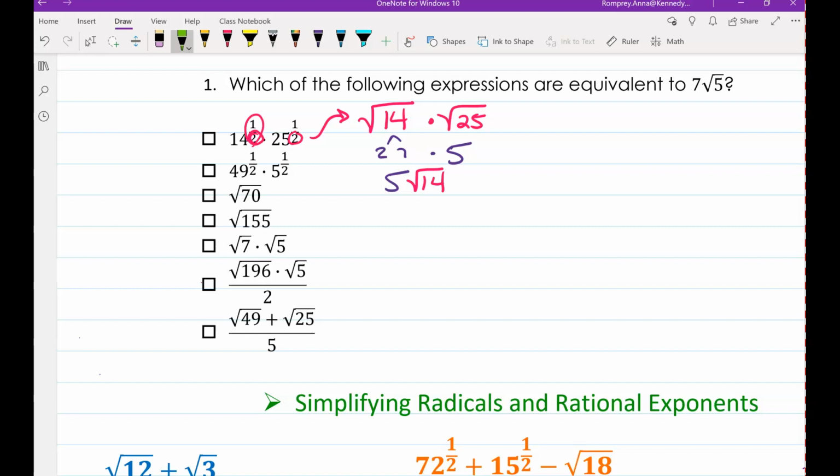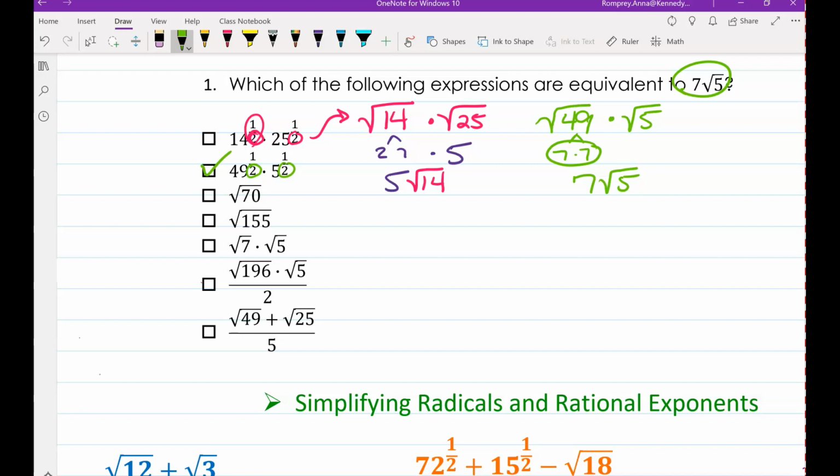All right, so let's try another one. 49 to the 1/2. Again, I'm going to rewrite, so the square root of 49 times, same thing, square root of 5. Oh, they're making it easy. What's the square root of 49? Well, again, if you don't know off the top of your head, we're going to factor. Well, what times what gives me 49? 7 times 7. So I got a pair of 7s. So 7 square root of 5, and that's what we're looking for. So that one does simplify.